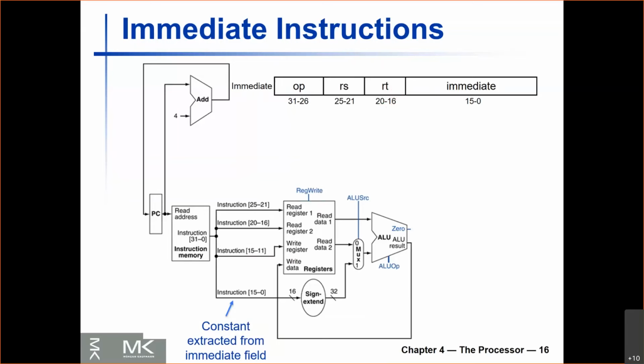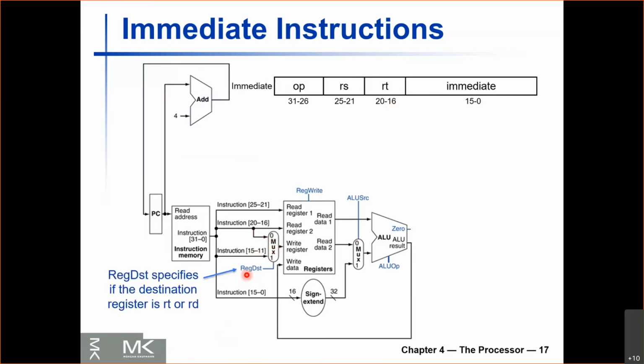So what we need to have over here as the write register value is a multiplexer that selects between either bits 15 to 11 if we have an R-type instruction, or bits 20 to 16 if we have an immediate instruction. We're going to put a mux over here, and we're going to have a control signal called reg destination, and reg destination is going to specify whether the destination register for this instruction is going to be RD or RT. This completes our support for immediate instructions.